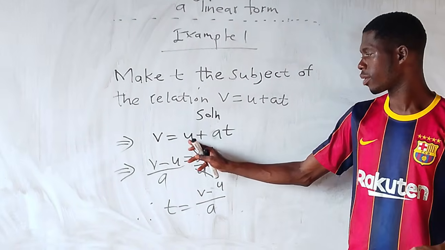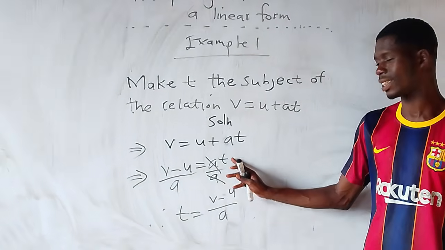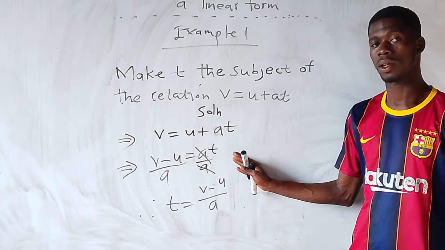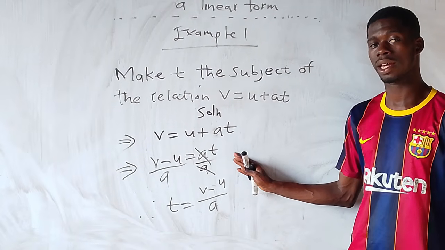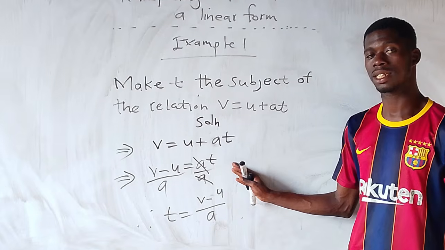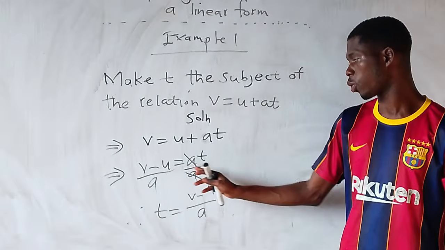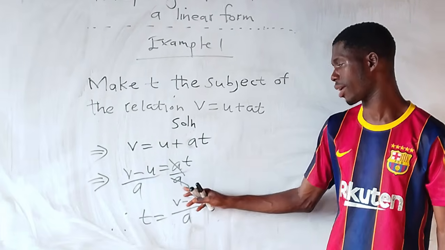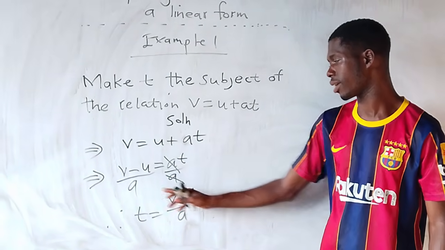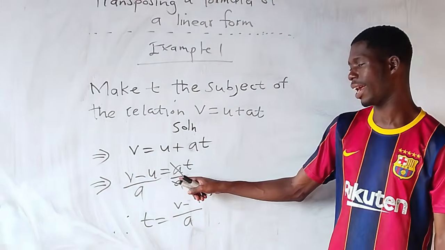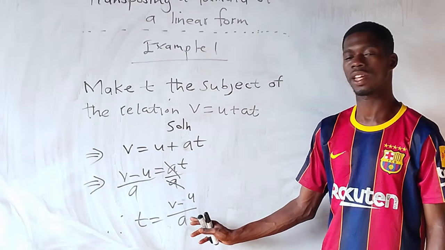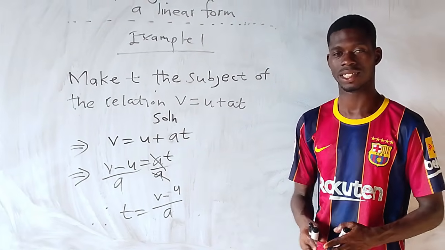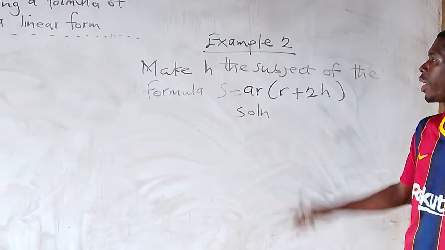So you will come here, equal to AT, which stays where it is, because we are making T the subject. You're supposed to make sure that the letter is standing alone. After that, we divide both sides of the equation by the coefficient of T, which is A. You cancel A, then you get T is equal to V minus U over A. So simple.